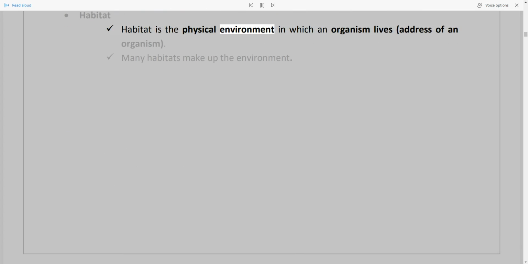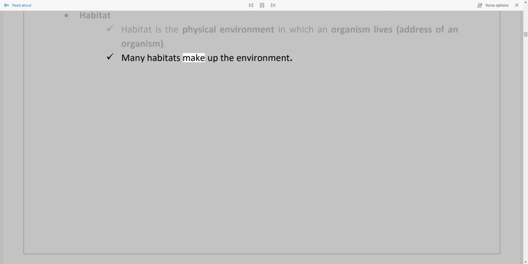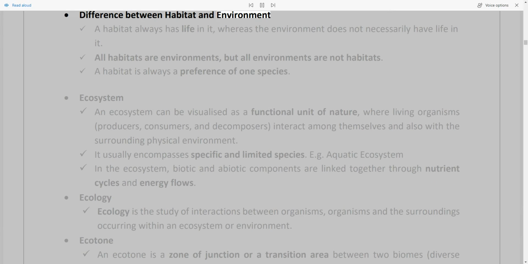Habitat is the physical environment in which an organism lives, the address of an organism. Many habitats make up the environment. Difference between habitat and environment: a habitat always has life in it, whereas the environment does not necessarily have life in it. All habitats are environments, but all environments are not habitats. A habitat is always a preference of one species.